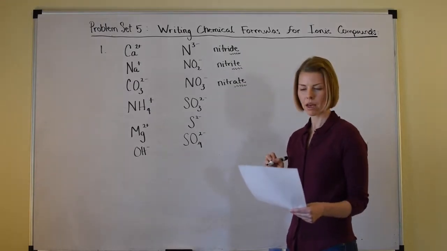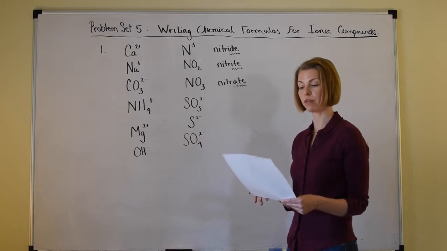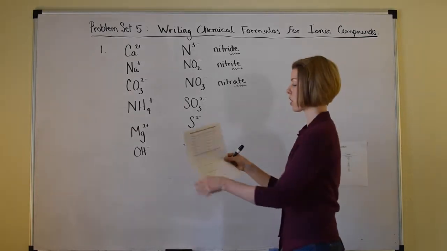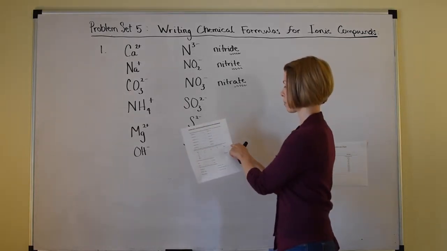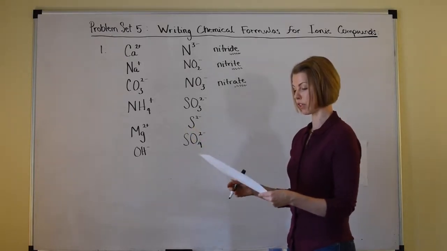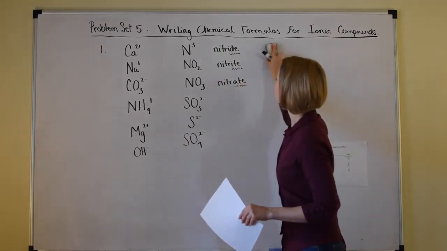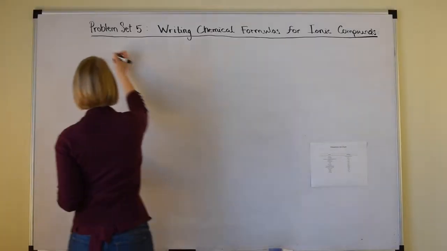Okay. All right, complete the table below by writing the formula for the ionic compound formed when the cation in the left column and the anion in the top row combine. See the example for further clarification. So I did a couple examples in there already. So let's erase number 1 and go on to number 2.